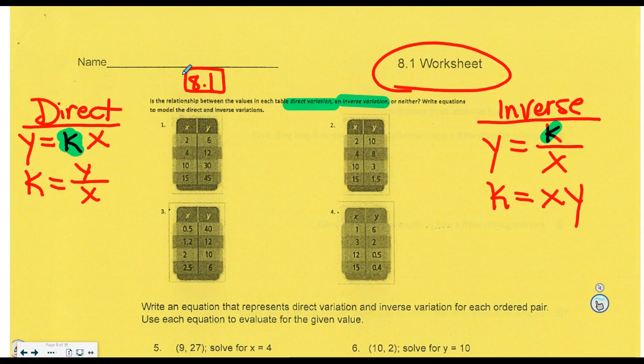So watch what I mean. I always just check this one, then that one. I ask myself, what's y divided by x? 3. What's 12 divided by 4? 3. What's 30 divided by 10? 3. What's 45 divided by 15? 3. k equals 3. It was constantly the same thing when I divided. So on this one, my k is equal to 3. Go ahead and write that down. That was direct variation.